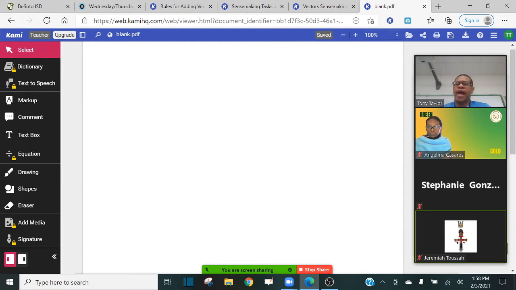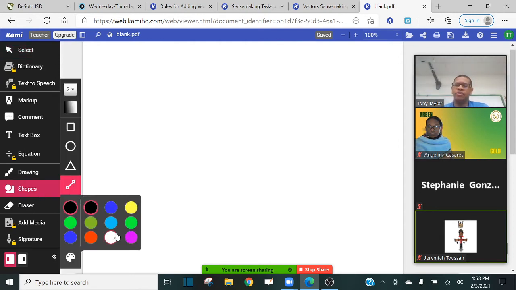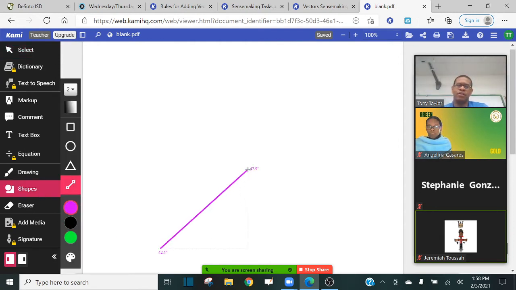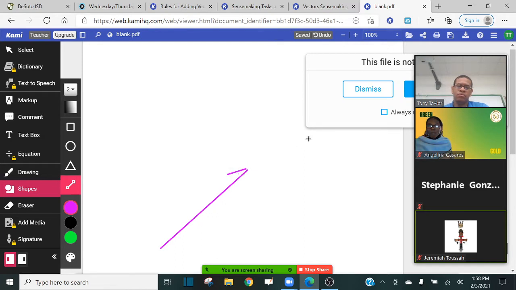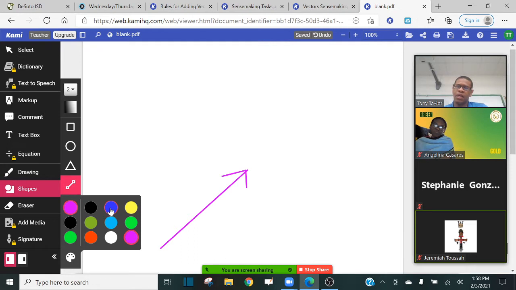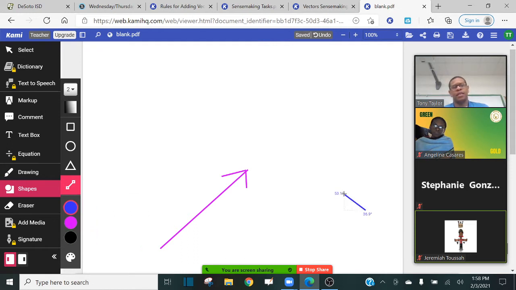So guys, whenever we're adding vectors, you guys already know. So let's say I give you two vectors. I give you one vector that looks like this. And I give you another vector that looks like this. Okay. And I ask you to add those two vectors. Okay. Guys, what's the first rule whenever we're adding vectors? What is the first rule?